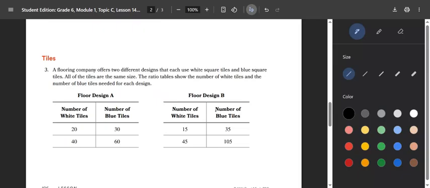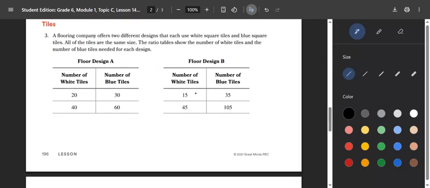Number 3, tiles. A flooring company offers 2 different designs that each use white square tiles and blue square tiles. All of the tiles are the same size. The ratio tables show the number of white tiles and the number of blue tiles needed for each design.